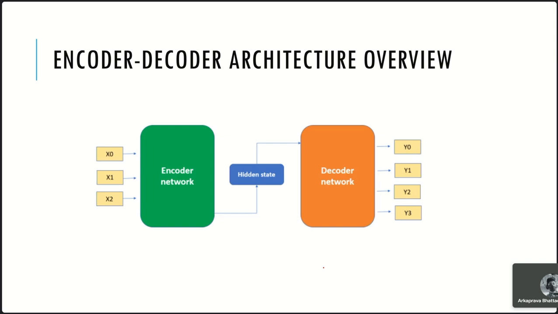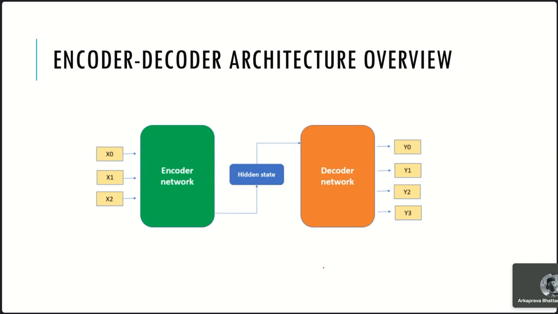And one important thing is x0, x1, x2, these were all individual words. They have been converted into word embedding form and then taken into the hidden state. On this hidden state itself, your decoder network works and gives you some output. Now we don't know whether the output is actually matching your input or not.